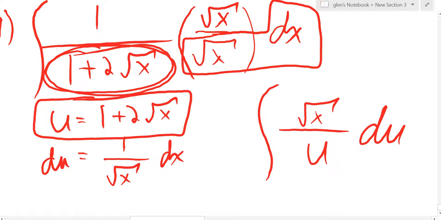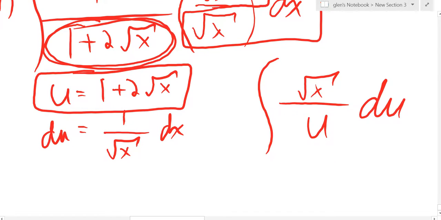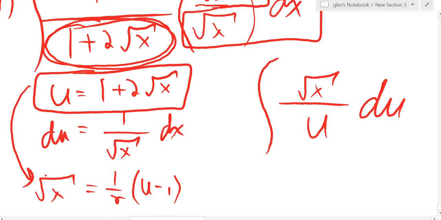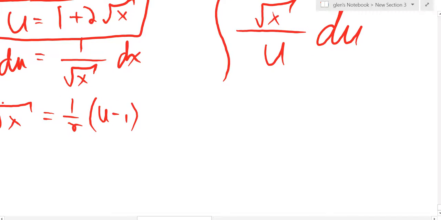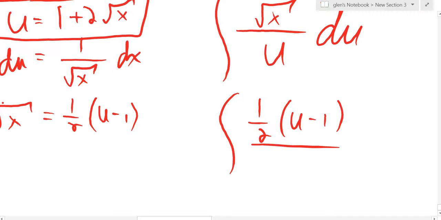And you don't need to solve for x in this case. You need to solve for root x. And root x is going to be u minus 1 times a half. Okay? I'm going to write that down here. If you solve that for root x right here, you get that root x has to be a half u minus 1. Okay? And I'm going to sub that in there. So we get a half of u minus 1, over u.